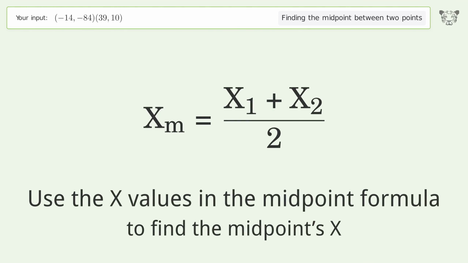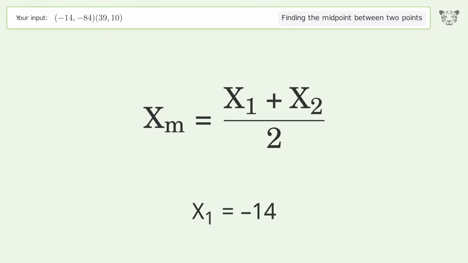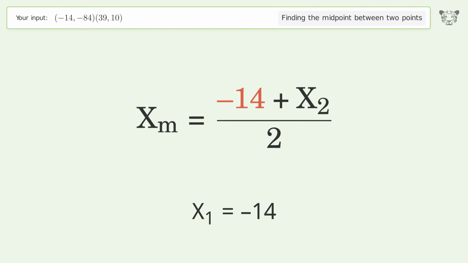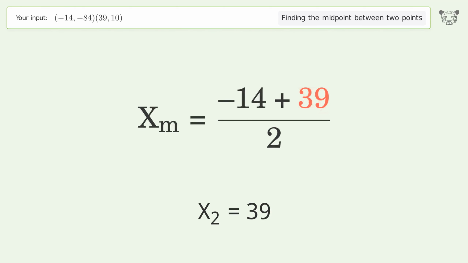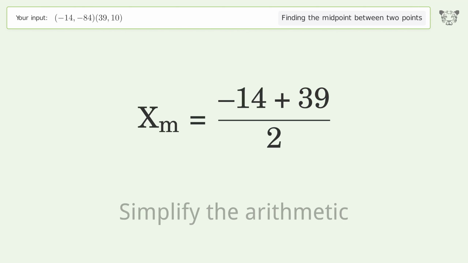Use the x values in the midpoint formula to find the midpoints x. x1 equals -14. x2 equals 39. Simplify the arithmetic.